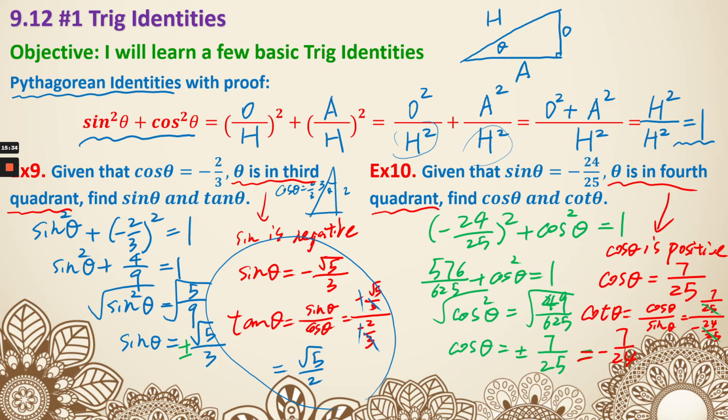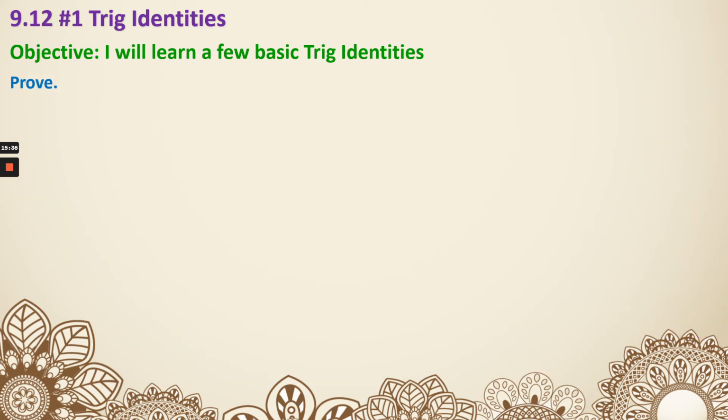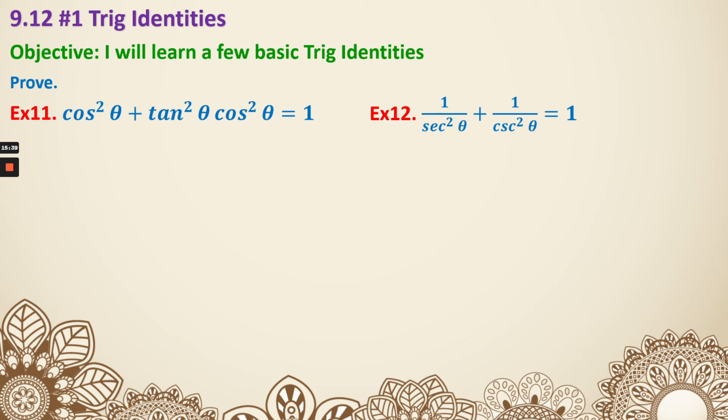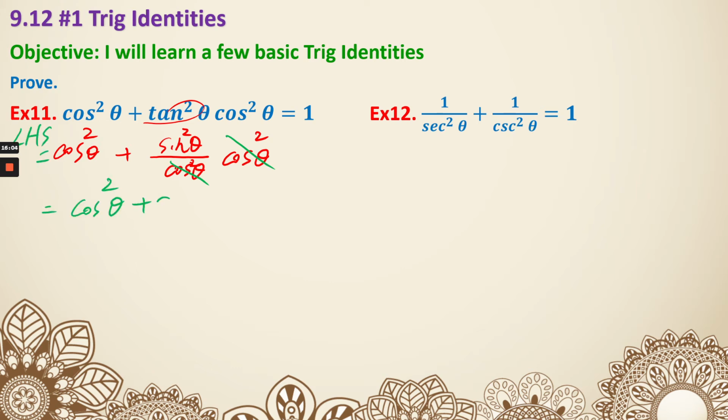Now let's have a look at how to use the Pythagorean identity to prove. Number 11. We're going to rewrite tangent. So cosine squared stays there, and tangent squared is sine squared over cosine squared. Then we still multiply by cosine squared. So cosine squared just cancels, and we got that. We started from the left hand side, and then we got cosine theta squared plus sine theta squared. That happens to be the Pythagorean identity, so it equals 1, which is the right hand side. So that means we got it right.